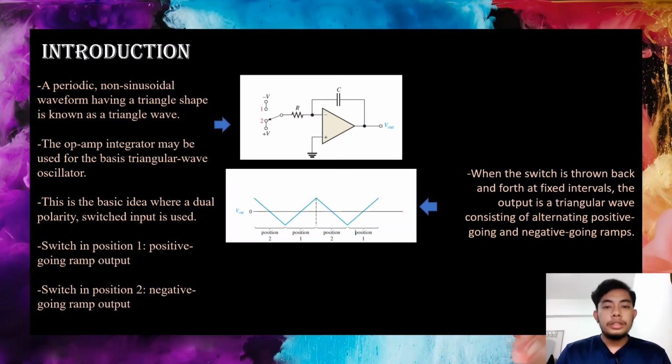When the switch is in position 1, the negative voltage is applied and the output is a positive going ramp. When the switch is thrown into position 2, a negative going ramp is produced. If the switch is thrown back and forth at fixed intervals, the output is a triangular wave consisting of alternating positive going and negative going ramps, as shown within the diagram below.